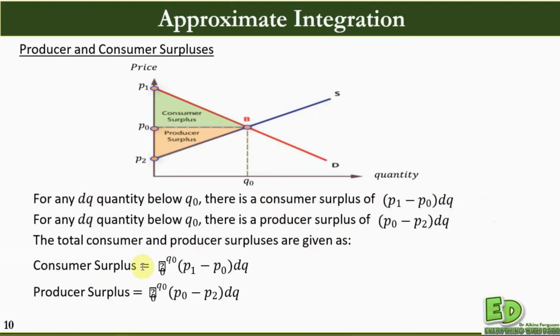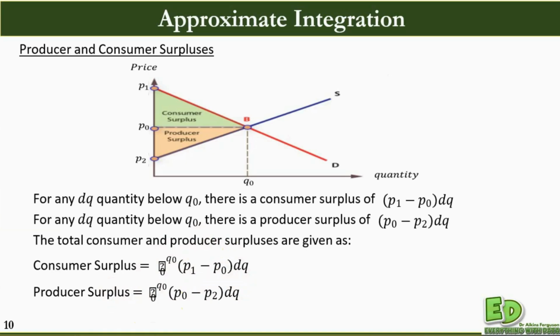The total consumer and producer surplus are given as follows. To find the consumer surplus, it is the integral with upper limit the quantity Q0, lower limit of 0, of the demand function minus the initial price. To find the producer surplus, it is the same integral with upper limit Q0, lower limit 0, of the initial price minus the supply function dQ. Then you can estimate the producer surplus as well.